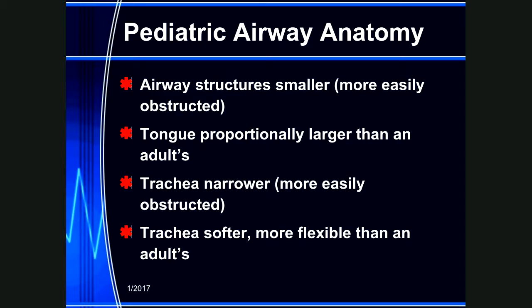Talk a little bit about the pediatric anatomy, airway anatomy. Their airway structures are smaller and more easily obstructed. The tongue of the pediatric patient is proportionately larger than an adult's, meaning their tongue takes up more space in their mouth than our tongue does as an adult. The trachea is narrower than the adult's and more easily obstructed. Their trachea, as a newborn, is about the size of their pinky finger. It's also softer and more flexible than the adult trachea.